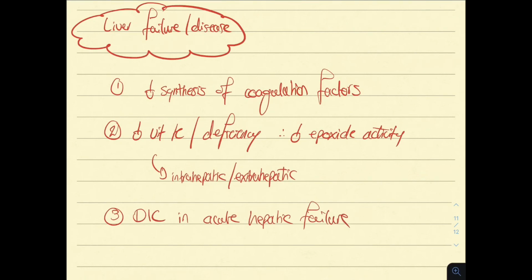In the next video, we shall discuss DIC, which is the pathological activation of the coagulation cascade.